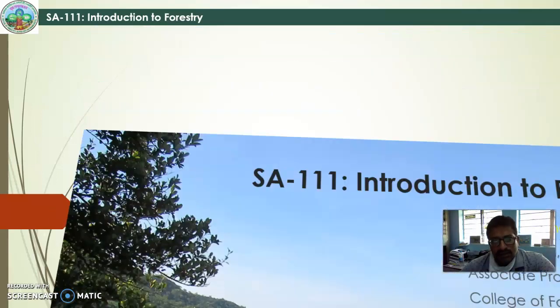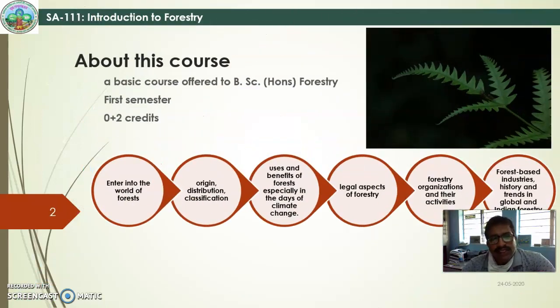This course is a basic course in which you will get to know about what is forest and what are the origins of forest, how forest originated, how they are distributed on this earth, and how they can be classified. Further, you will learn also how forests are important, what are their benefits and uses for us, and today when we are struggling to cope with the climate change, what is the importance of forests?